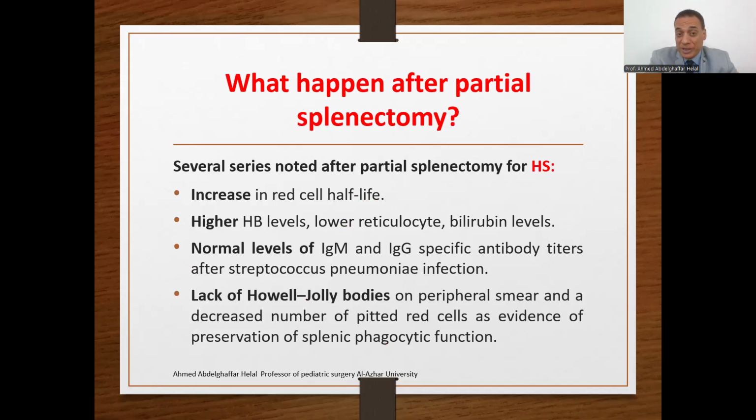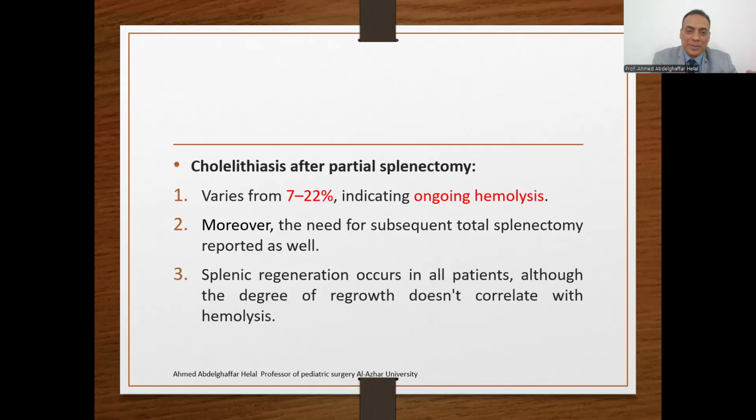Number one, there are several series noted after partial splenectomy for hereditary spherocytosis. There is an increase in the red cell half-life, a high hemoglobin level and low reticulocyte count and bilirubin, normal levels of IgM and IgG, lack of Howell-Jolly bodies on the peripheral smear, and decreased numbers of pitted red cells as evidence of preservation of splenic phagocytic function. So there is still some spleen to phagocytose abnormal elements of the RBCs.